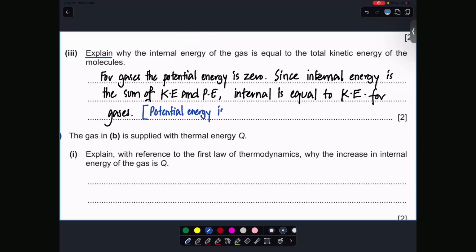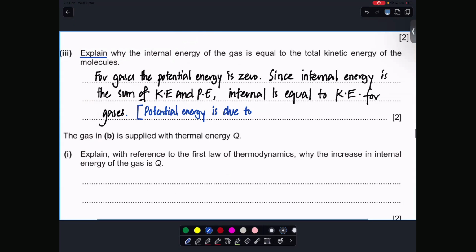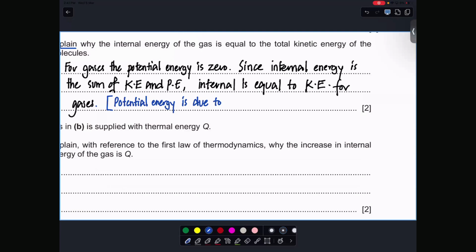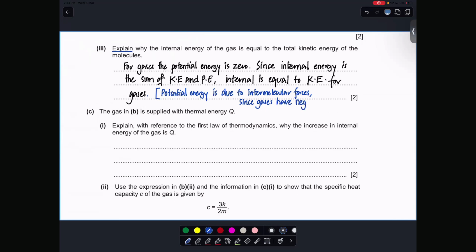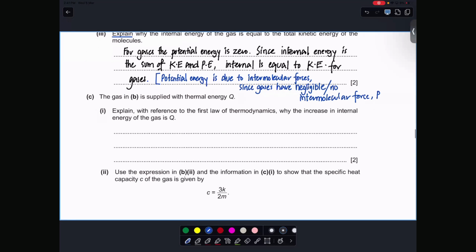Potential energy is due to intermolecular forces. That's what potential energy is, right? Due to intermolecular forces. Since gases have negligible or no force, P is equal to 0.